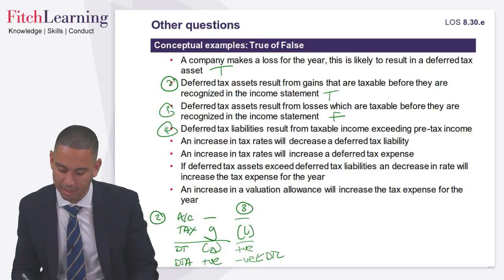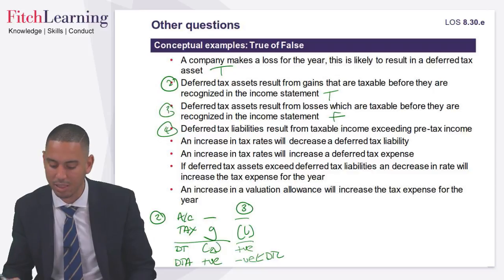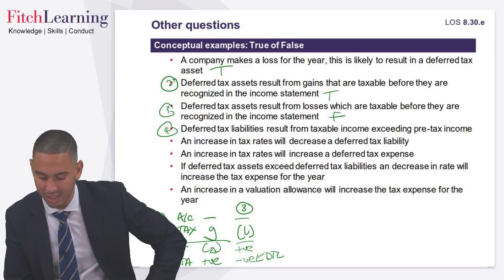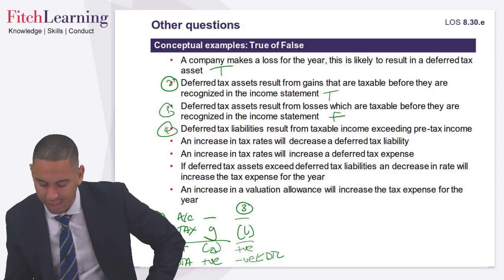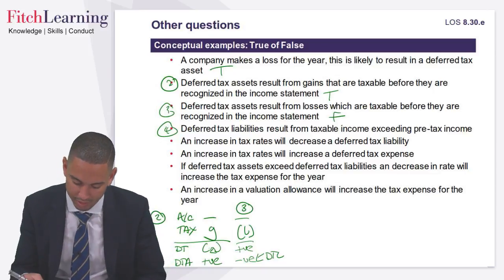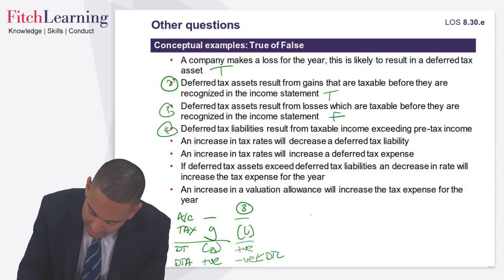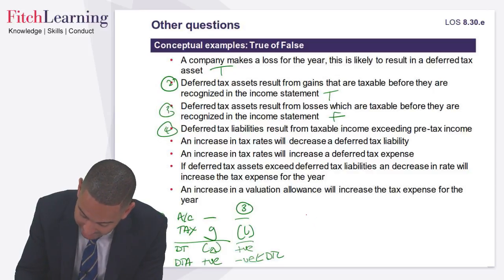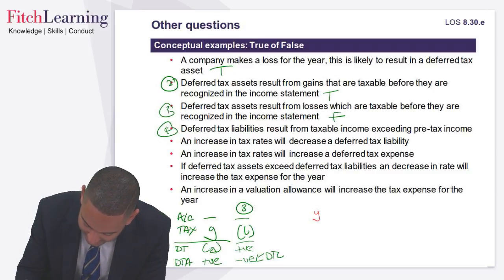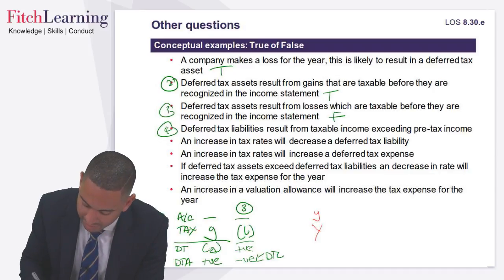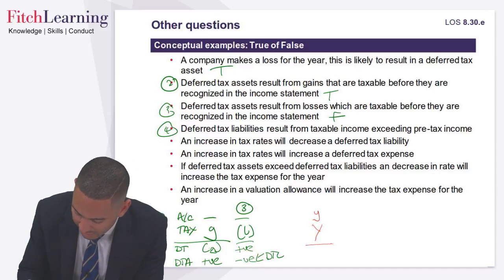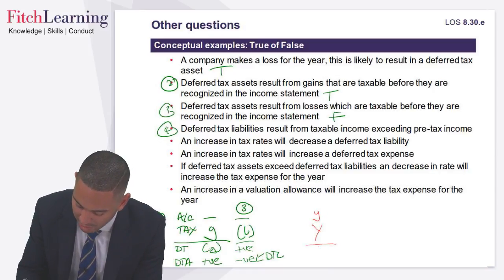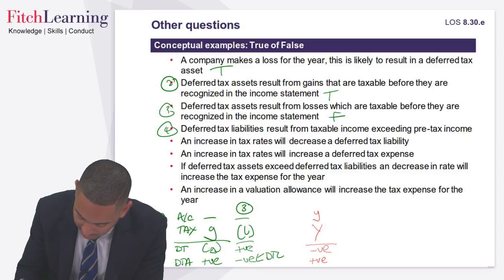Deferred tax liabilities result from taxable income exceeding pre-tax income. And again, I can just draw this in. If my pre-tax income by my accounts is less than my income according to the tax authority, I've got a small number minus a big number, negative, and I end up with a positive, which is a deferred tax asset.